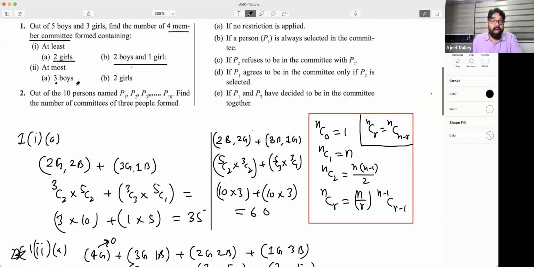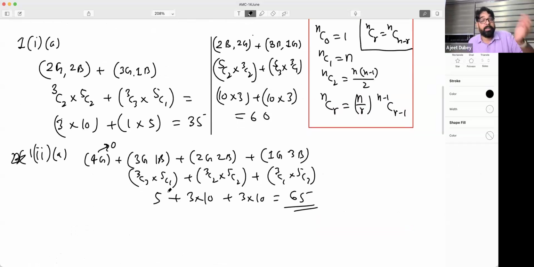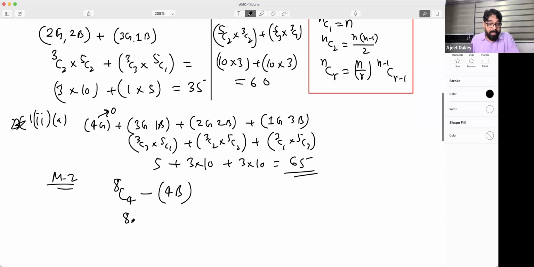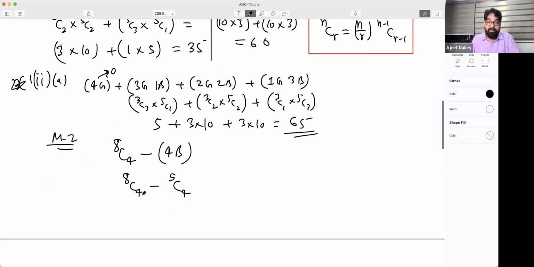What they're asking, 3 boys maximum. So what should not be there? 4 boys is not possible. All other cases are possible. Method 2. 8 people are there. From 8 people, select 4 people. This is the no restriction answer. Minus those cases which I don't want. I don't want the 4 boys case. So it will become 8C4 minus 4 boys, which will be how many ways? 5C4.